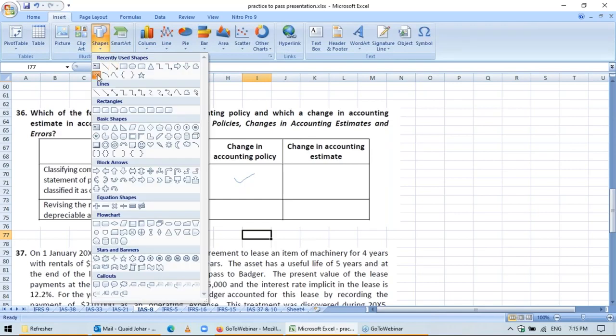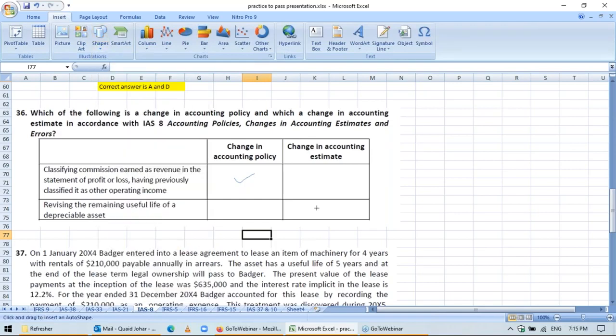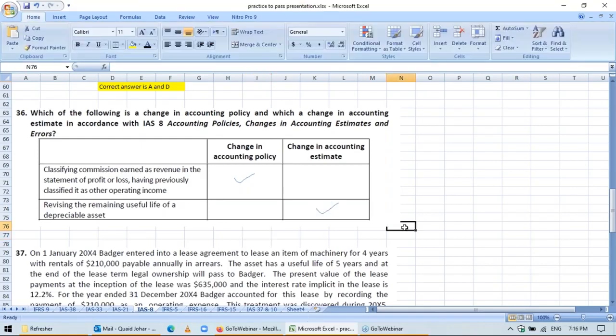So revising the remaining useful life is a change in accounting estimate. Remember a few examples of change in accounting estimate: if the percentage of depreciation or amortization changes, the percentage of bad debt changes, or the bad debt is recovered, right? Or there is a change in the depreciation method or the amortization method, which reflects the pattern of consumption. So these are all changes in accounting estimates.